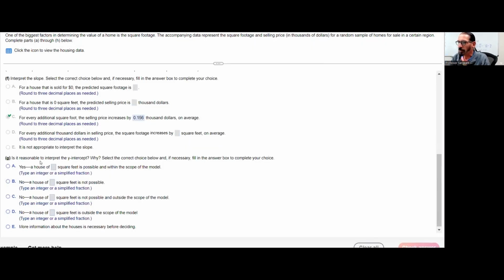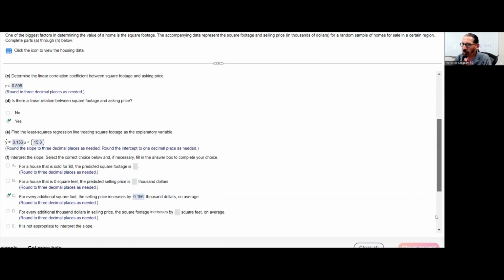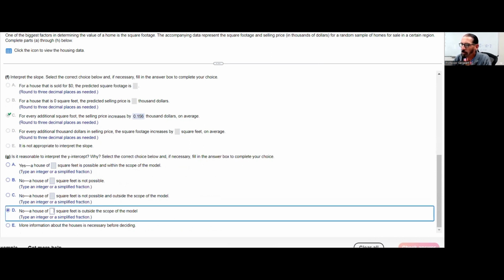And then interpreting the y-intercept. Although we have this equation, which at 0 for x gives a y-intercept, that would give us $15,300. So 15,300. Who's going to buy a house with 0 square feet? The house doesn't even exist. That would be out of the scope of the model and something ridiculous.